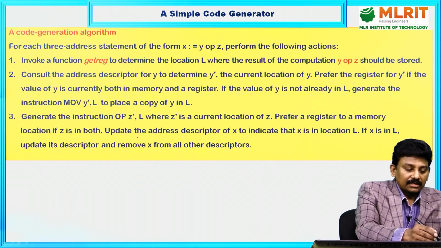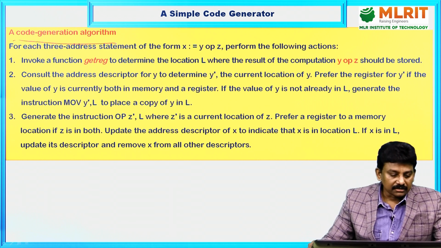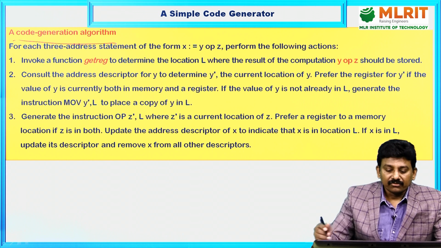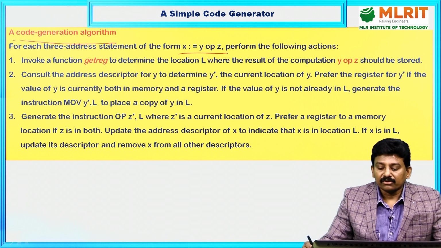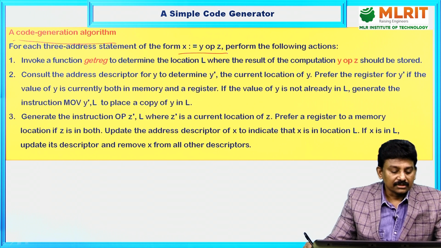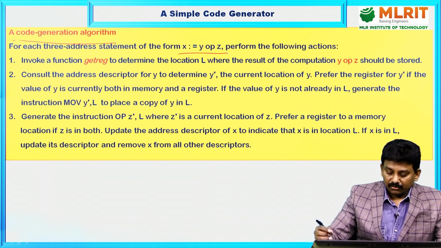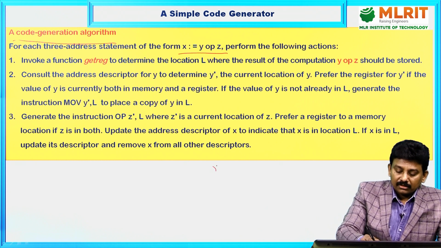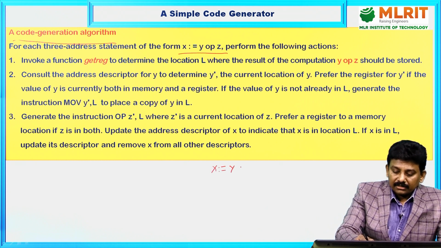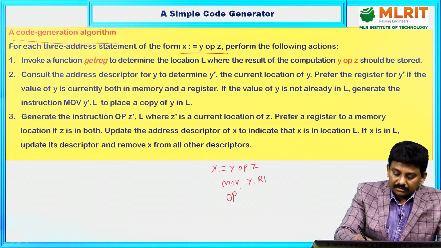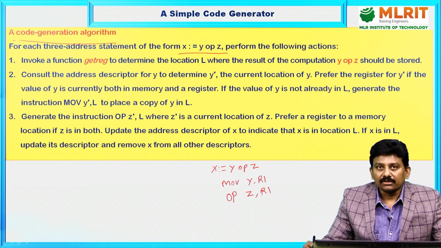A code generation algorithm. For each 3 address statement of the form x = y op z, perform the following actions. We have 3 actions, 3 steps of the algorithm. So, for x = y op z, the equivalent assembly code will be MOV y, r1, then op z, r1. Here r1 is a register.